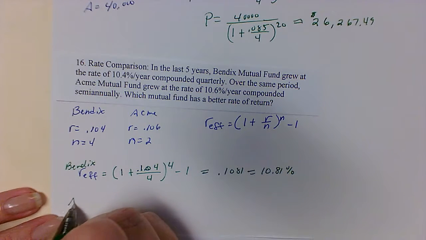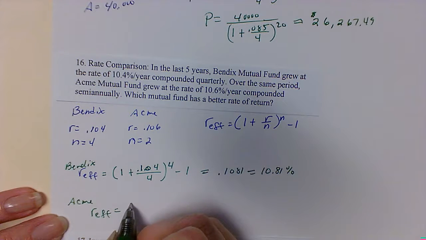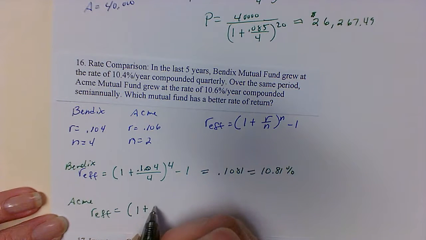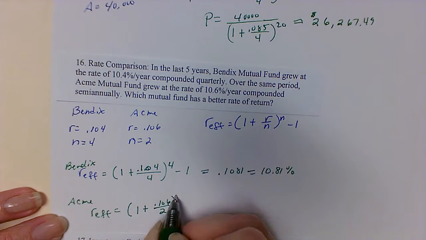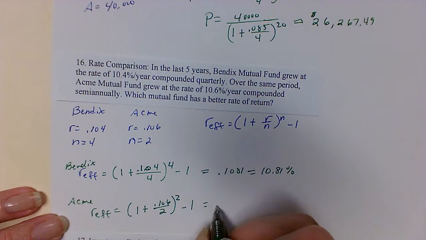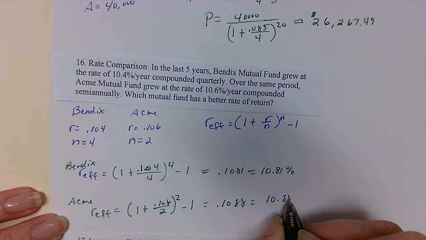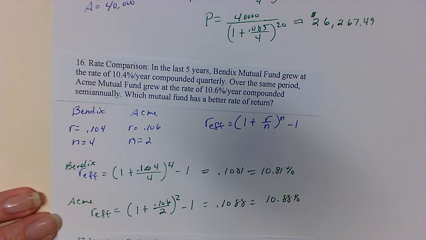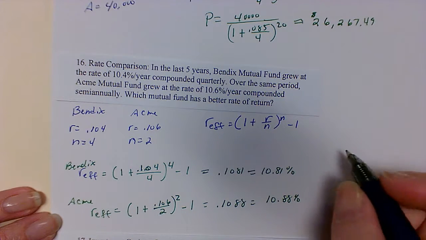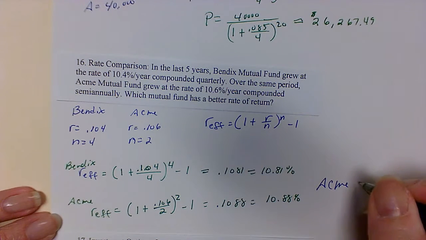Now for Acme, our R_EFF equals 1 plus 0.106 divided by 2 raised to the 2, minus 1. This equals 0.1088, which is about 10.88%. So which one is better? This one has the higher rate, so the one that is better is going to be Acme. So Acme has a better rate of return.